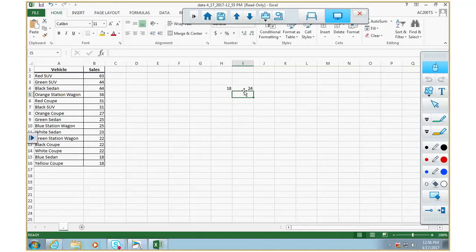Now, when you're talking horizontal class width, you have to count 18 and you have to count 24. 18, 19, 20, 21, 22, 23, 24. So the class width is what? 7. So what's 18 plus 7? Copy that down. How far do we got to go down? To 63. Then here equals this number plus 7. Copy that down.